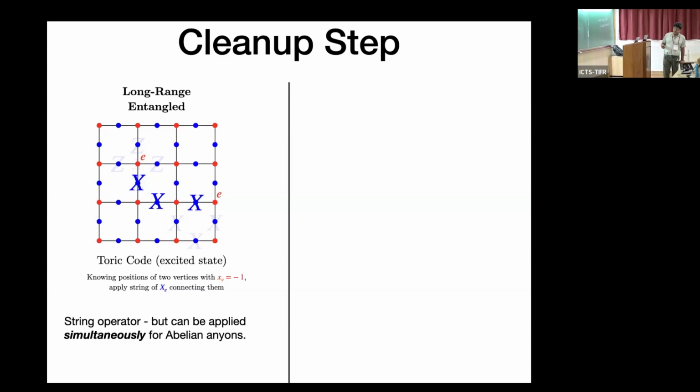So for abelian, you can extend this to any abelian topological order, and it's basically a very efficient way of creating any abelian topological order by measurement.